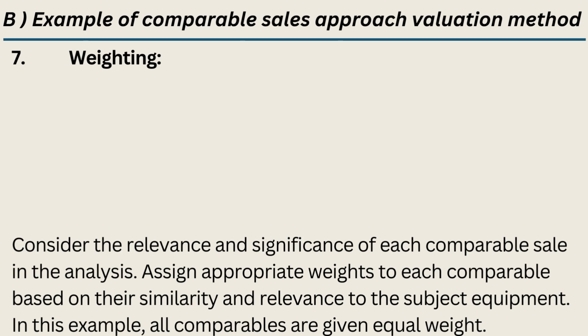7. Weighting. Consider the relevance and significance of each comparable sale in the analysis. Assign appropriate weights to each comparable based on their similarity and relevance to the subject equipment. In this example, all comparables are given equal weight.